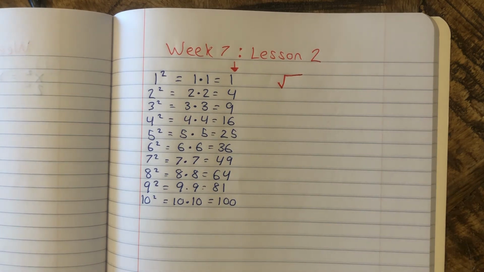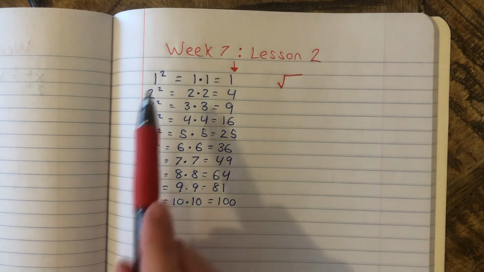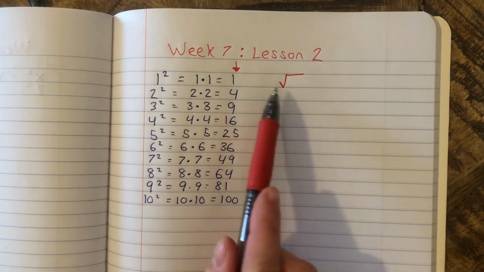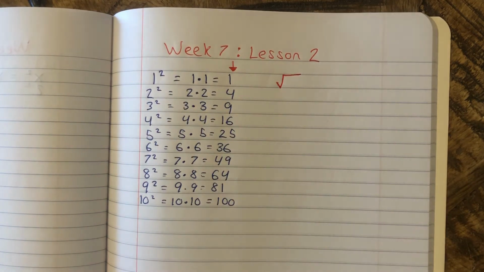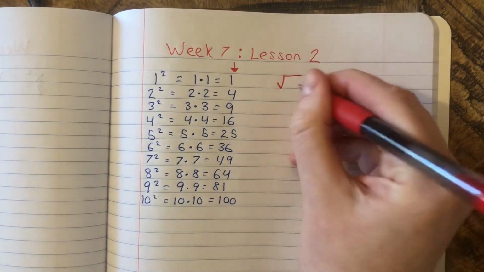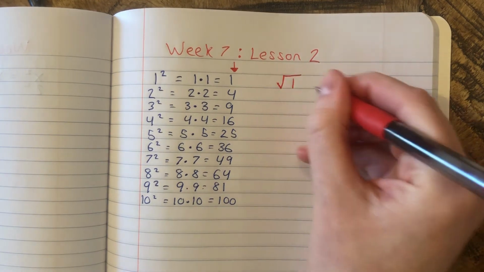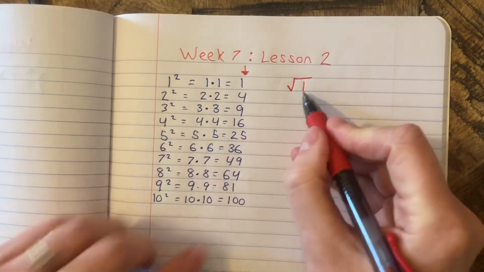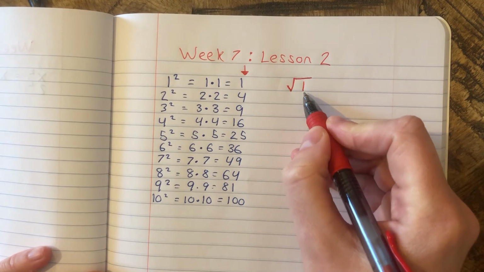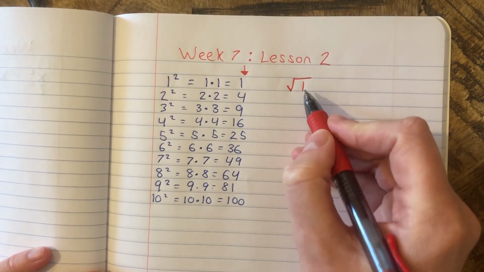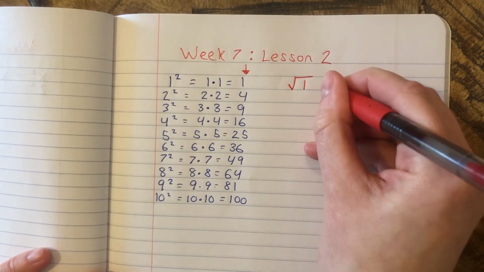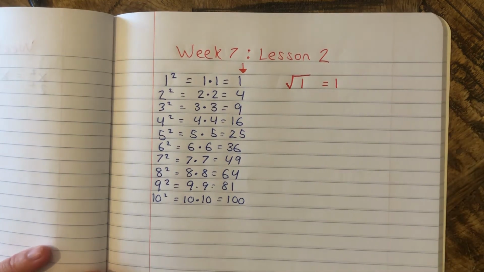And just like the opposite of multiply is divide, and the opposite of add is subtract, the opposite of squaring something is taking the square root. So they work exactly like an inverse operation. So that means if I wanted to find out what the square root of 1 is, it means what number multiplied by itself twice would give me 1. Well, my answer would be 1.